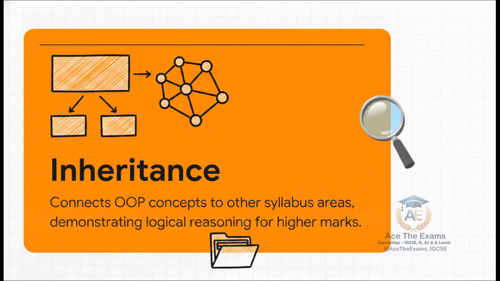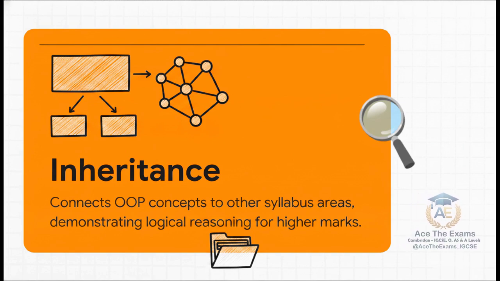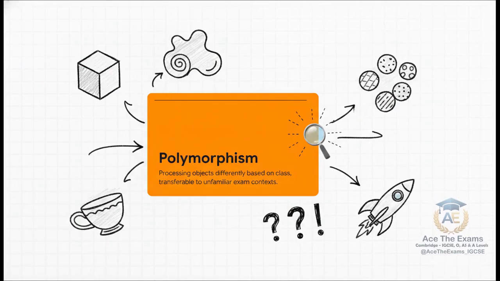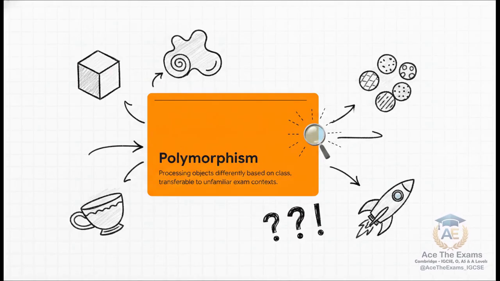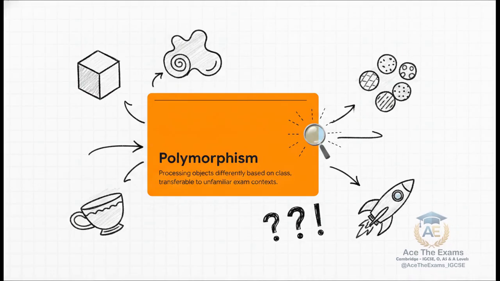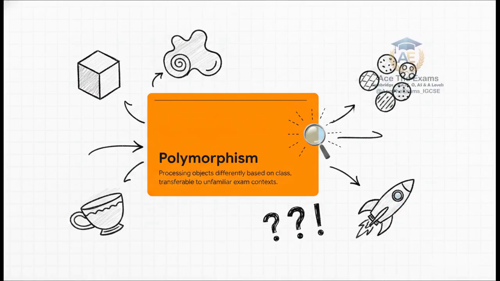Okay, so remember, it's that logical, structured reasoning and those cross-topic connections using the PEAL method that will instantly elevate your mark. Next up in the triad is polymorphism, and this brilliantly illustrates a core Cambridge philosophy. Polymorphism isn't just theory, it's a massive test of how adaptable you are. The syllabus explicitly states that top-performing students must show conceptual understanding that transfers to entirely unfamiliar exam contexts.